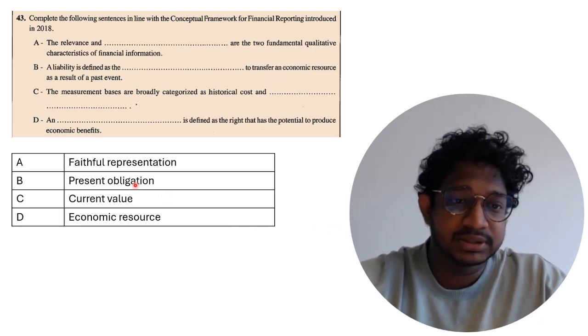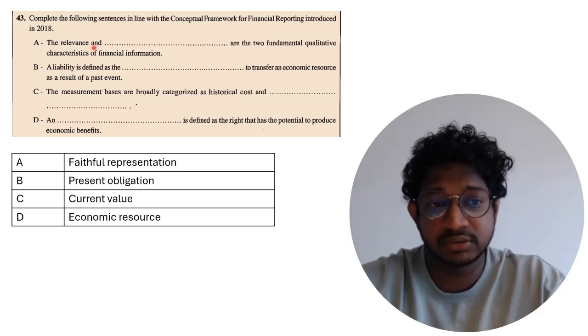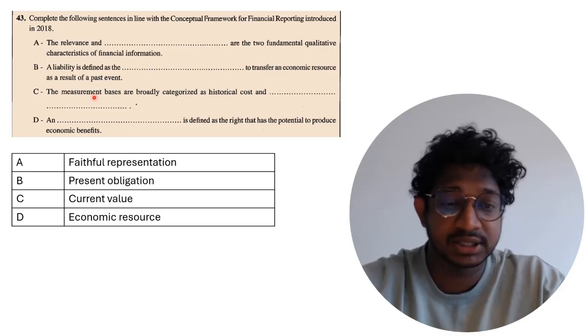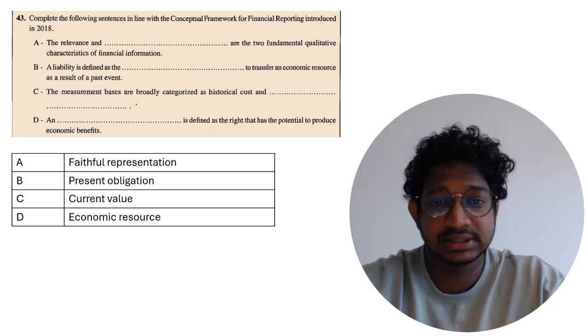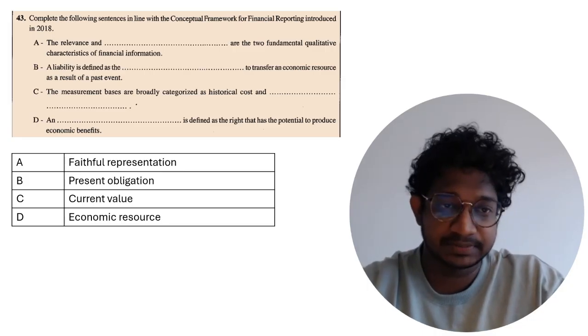43, complete the following sentences. The relevance and faithful representation are the two fundamental qualitative characteristics. A liability is identified as the present obligation to transfer an economic resource, and so on. The measurement bases are broadly categorized as historical cost and current value. An economic resource is identified as the right that has the potential to produce economic benefits.